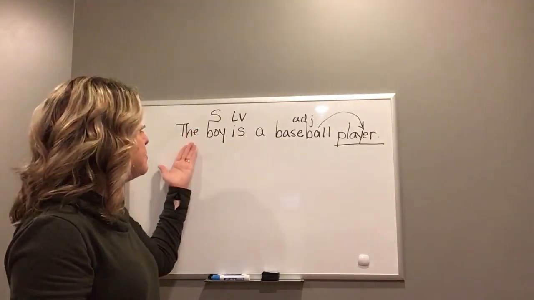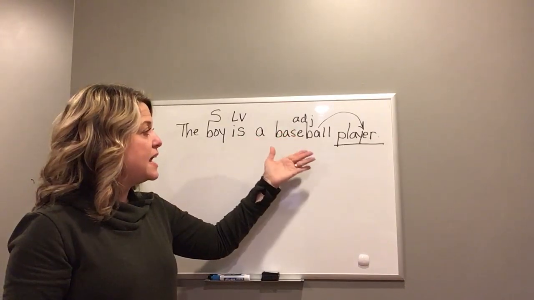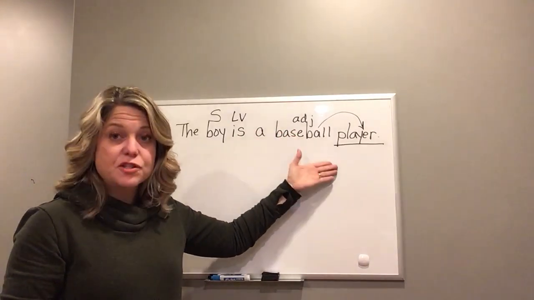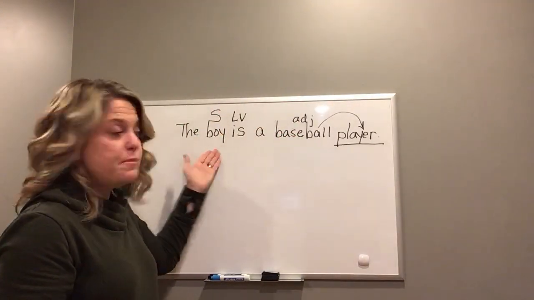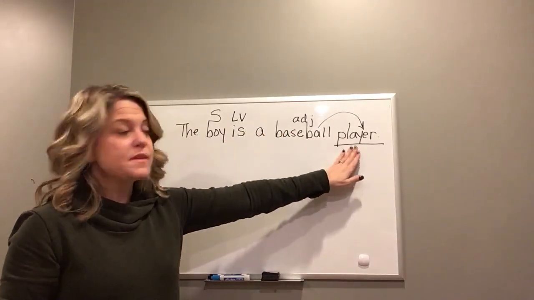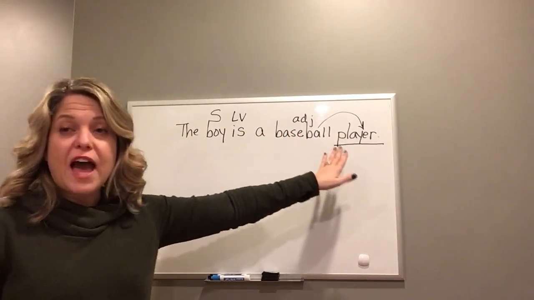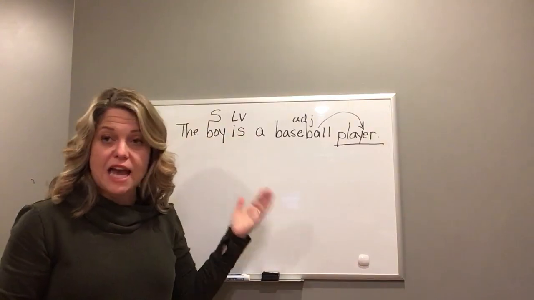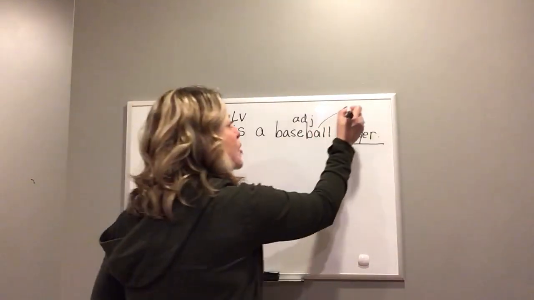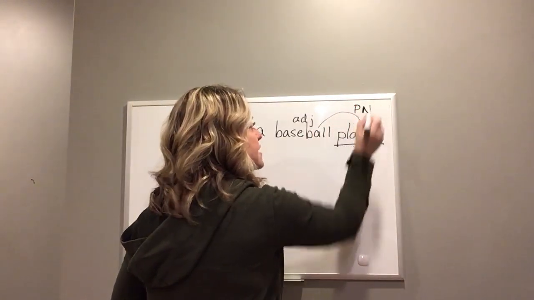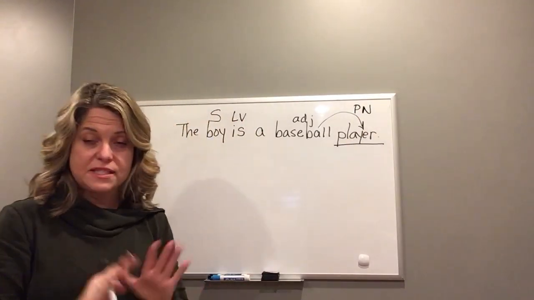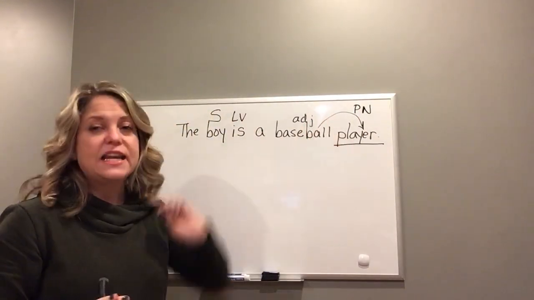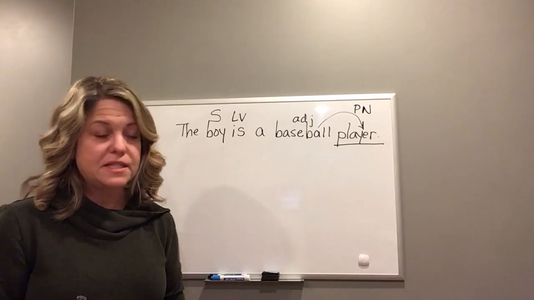Okay? If it said the boy is a dancer, then dancer would rename boy. But in this case, it's a player. So, we call that kind of noun that renames the subject after a linking verb a predicate nominative or a predicate noun. Same thing. So that is an example of a predicate nominative.